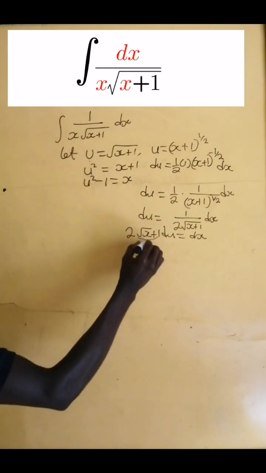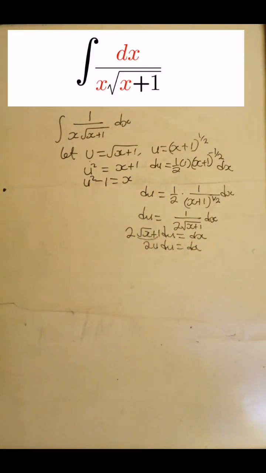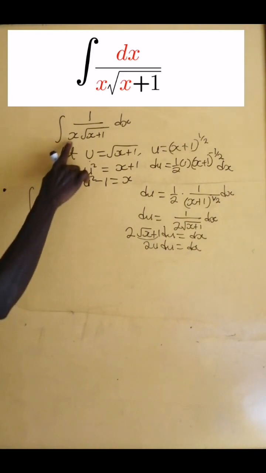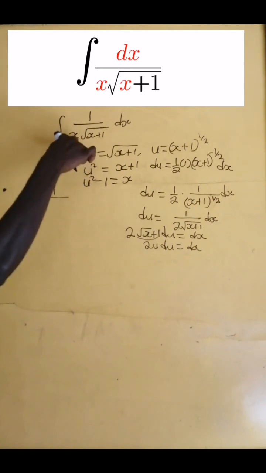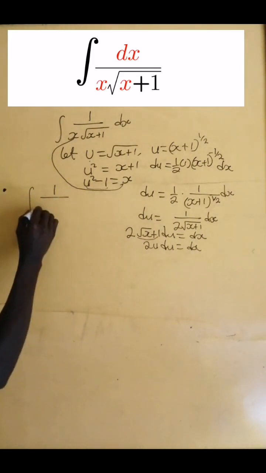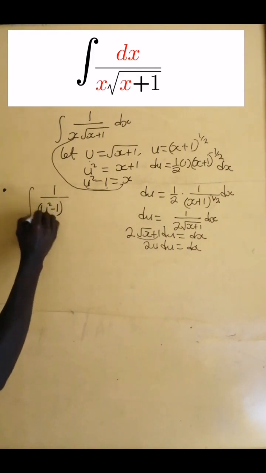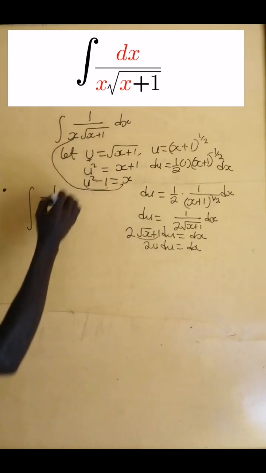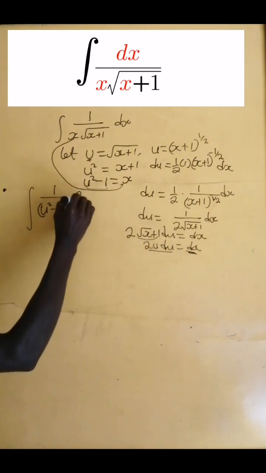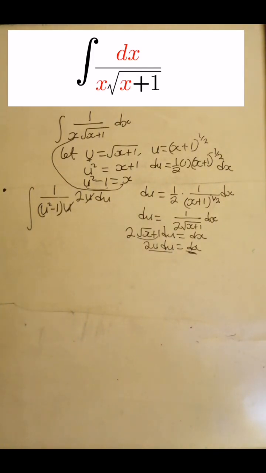Okay, we know that the square root of x plus 1 equals u, so we have 2u du equals dx. So our integral becomes 1 divided by x, and x is u squared minus 1. So we put here u squared minus 1 times the square root of x plus 1, and the square root of x plus 1 is u, so we put here u, and dx equals 2u du, so here u will cancel u.